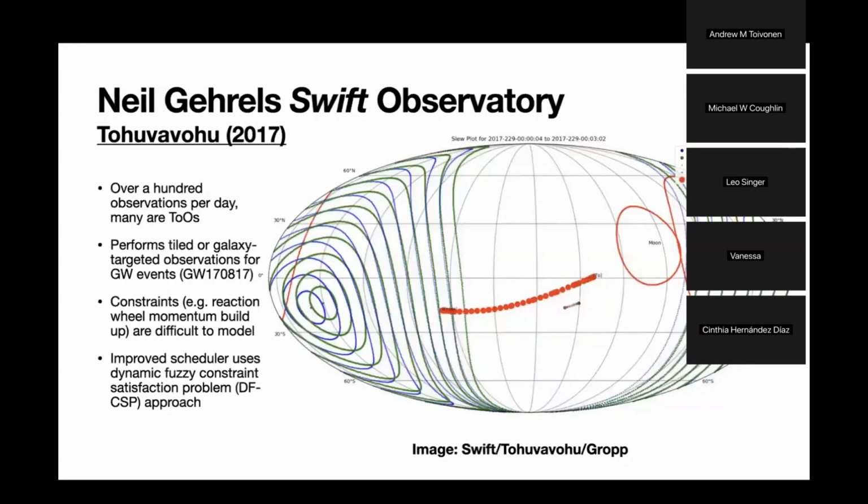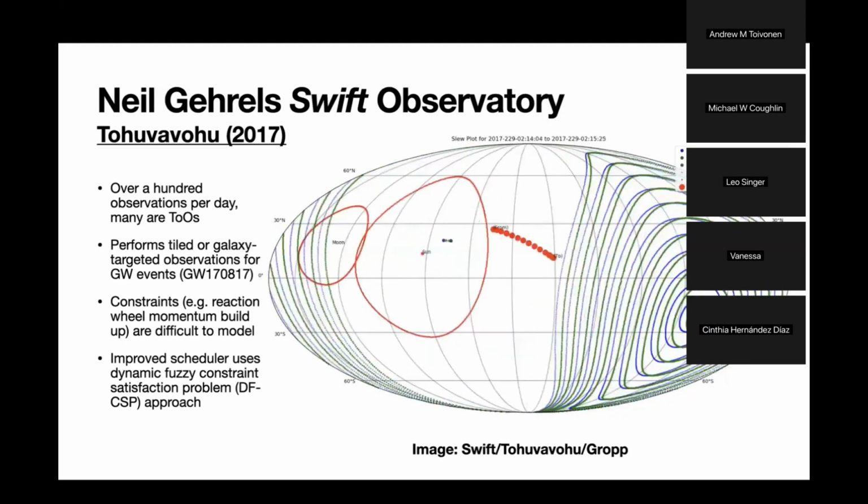The Neil Gehrels Swift Observatory is a gamma ray, X-ray, and optical UV robotic telescope that automatically detects and follows up gamma ray bursts and observes hundreds of sources a day. And it can do tiled observations for gravitational wave events. The algorithm that it uses is a dynamic fuzzy constraint satisfaction solver, which I don't really know how that works, but it looks cool.